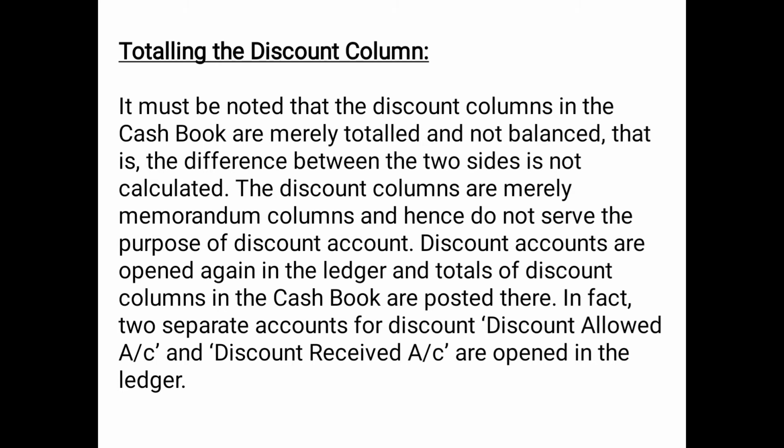Discount accounts are opened again in the ledger, and totals of the discount columns in the cash book are posted there. In fact, two separate accounts for discount, that is the discount allowed account and the discount received account, are opened in general. Here we are showing the discount in the name of discount only, but while preparing the ledger account, we prepare discount allowed separately and discount received account separately. Therefore, in the cash book, we do not balance the discount column, we just total the discount columns.